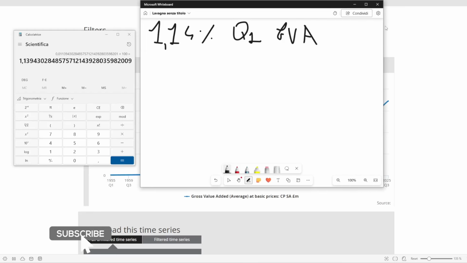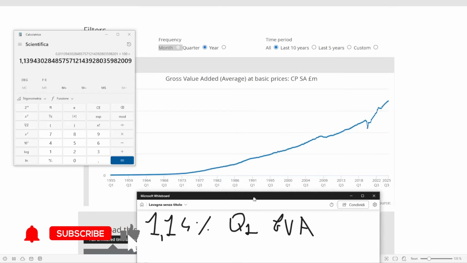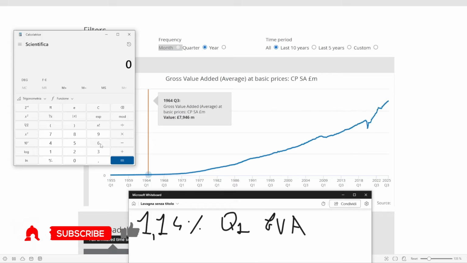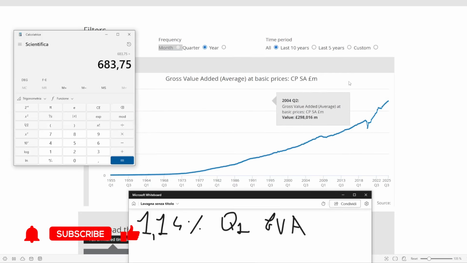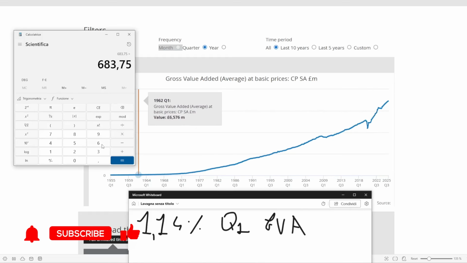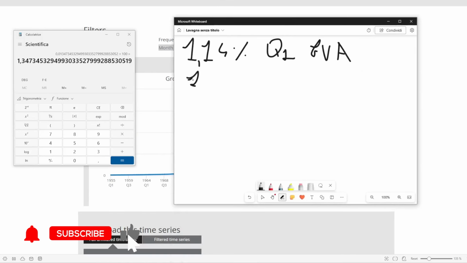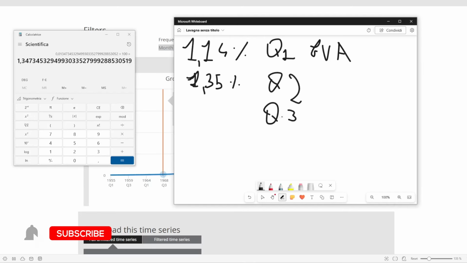This is going to be very interesting, so keep watching the video. Now we will do the same. So we have here Q2, so we do 683.75, divided by Q1, 674.66, minus 1, times 100, and we have 1.35. Sorry about that, I'm using the Mickey Mouse and not a digital pen. 1.35, that's Q2, and Q3 is 0.9.